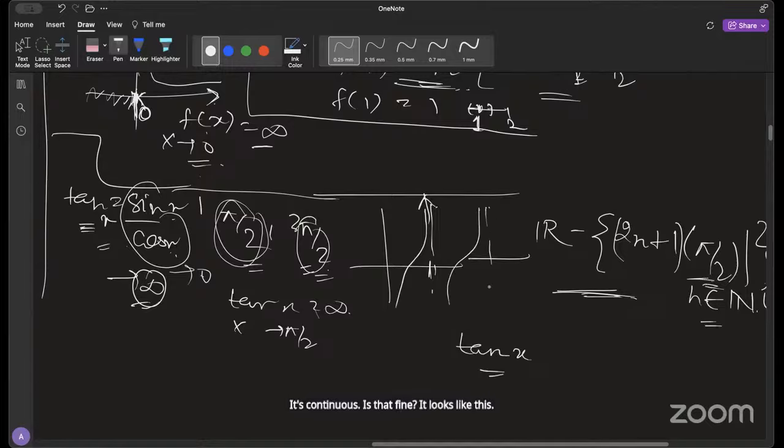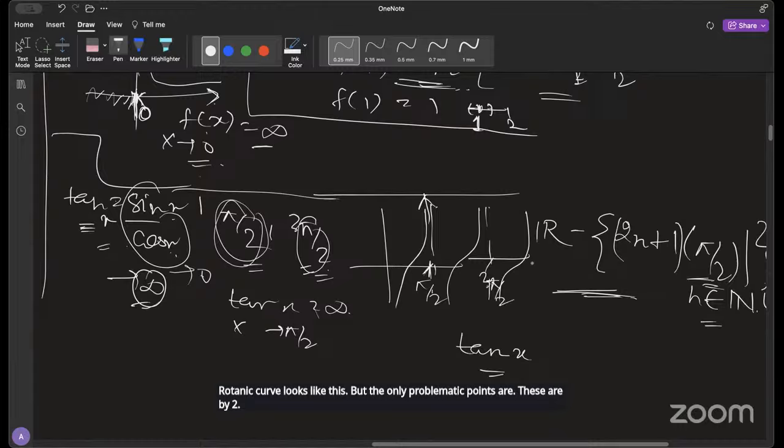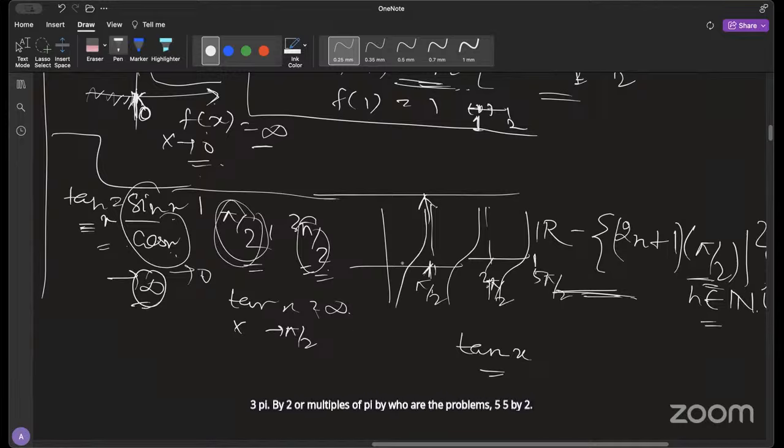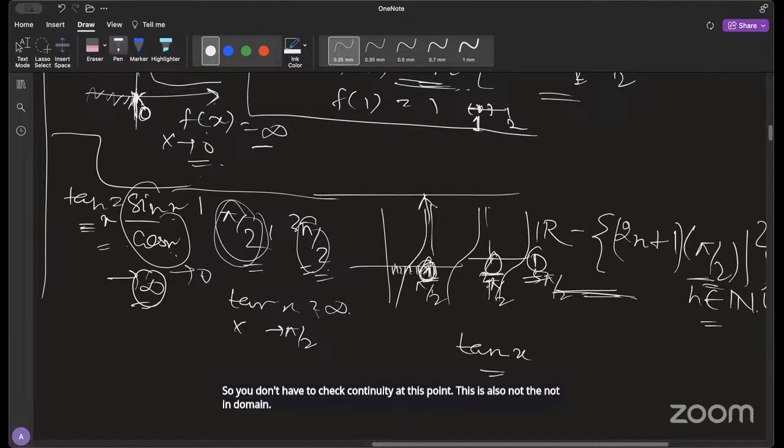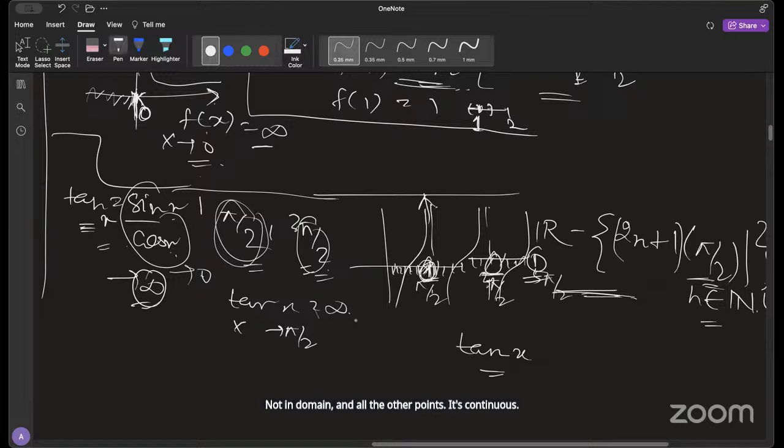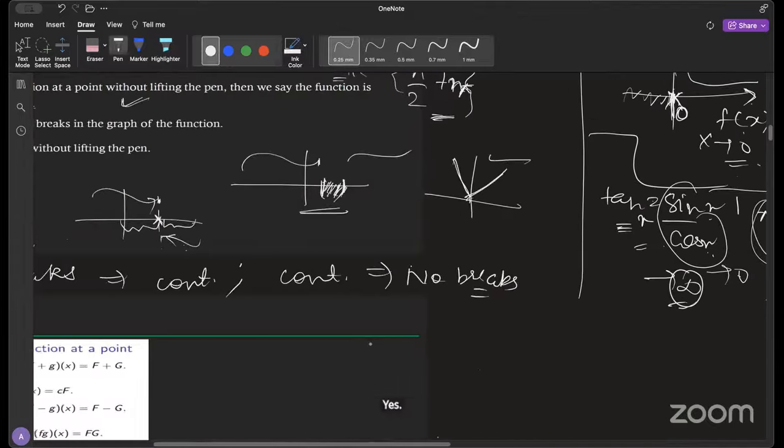The tan x curve looks like this, where the only problematic points are pi by 2, 3 pi by 2, odd multiples of pi by 2, 5 pi by 2. So here it's continuous, right? All these other points, it's continuous. These are the points in the domain. This point is not in the domain, so you don't have to check continuity at this point. This is also not in the domain, not in the domain. And at all the other points, it's continuous. Is that fine? Yes, ma'am. Thanks, ma'am. Okay.